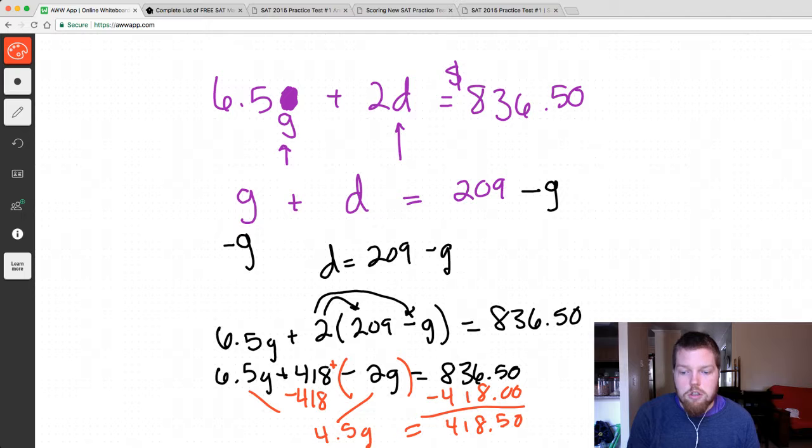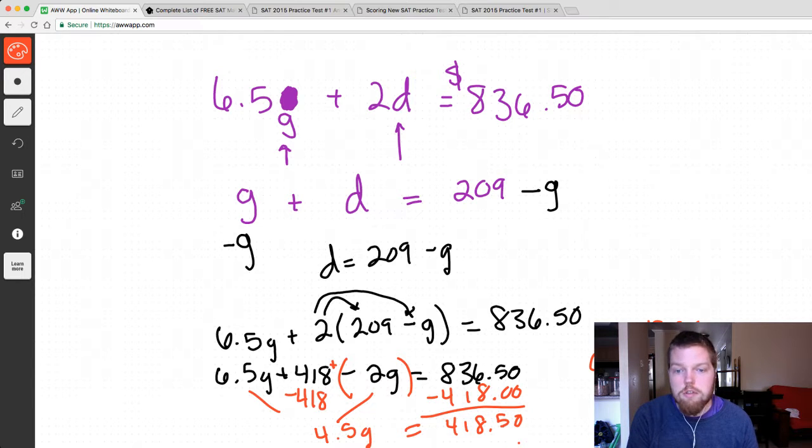And then g is going to equal 418.50 over 4.5. And we can use the calculator, so we will do it on there. 418.5 divided by 4.5 is 93. So g is 93. And remember, g stands for greens because the S looked too much like 5. So g is greens or salads. We sold 93 salads. Excellent, lots of salads.